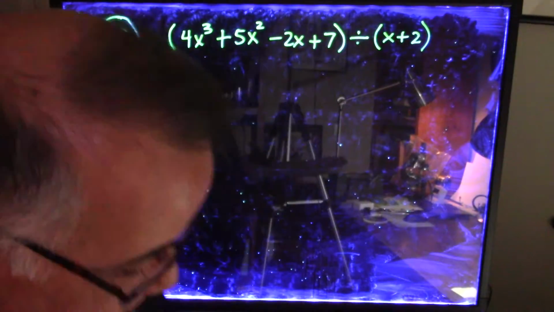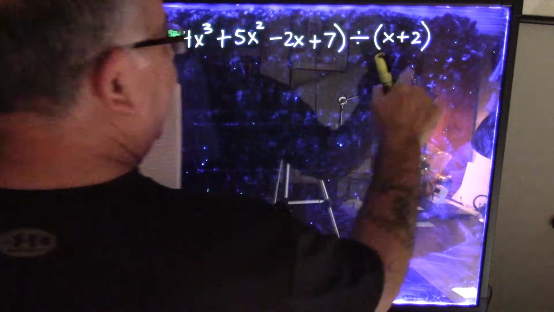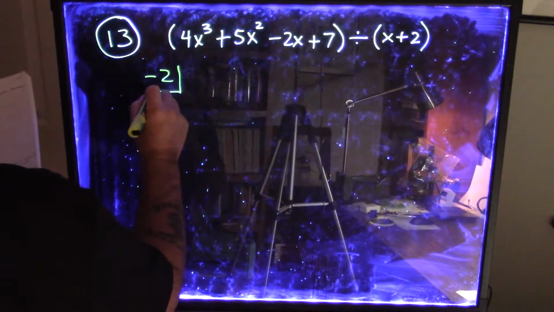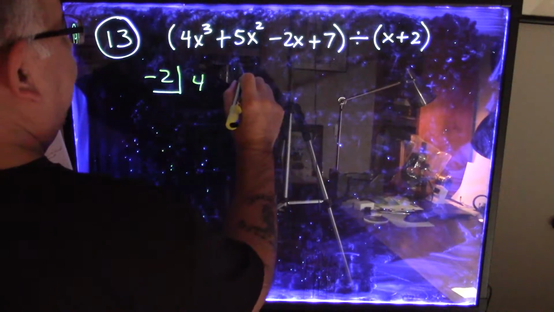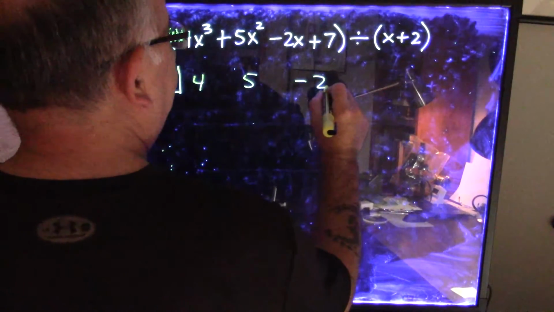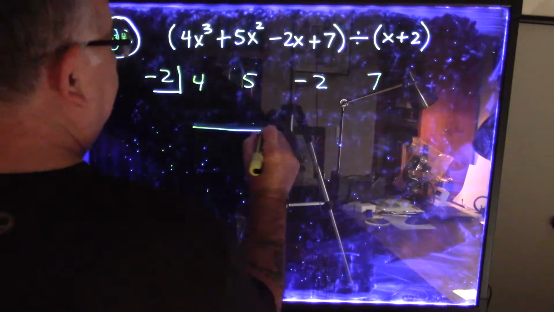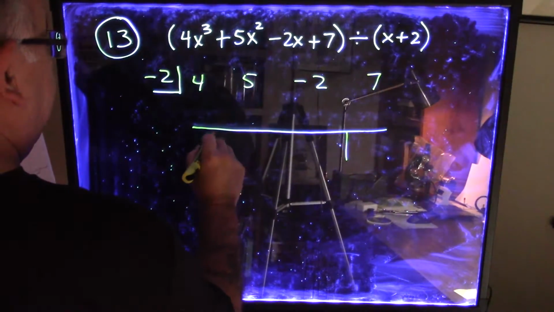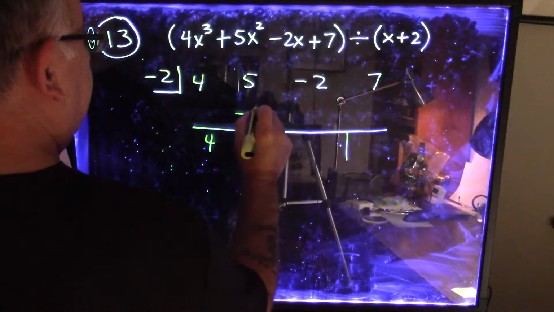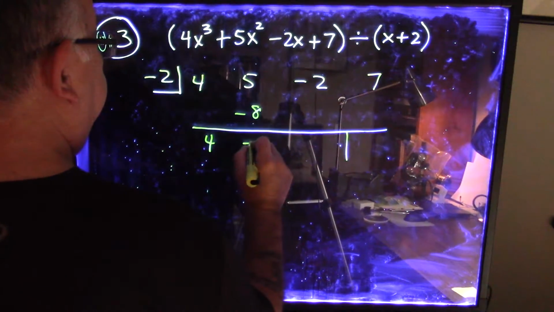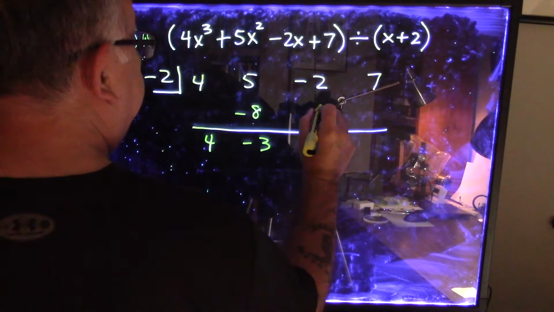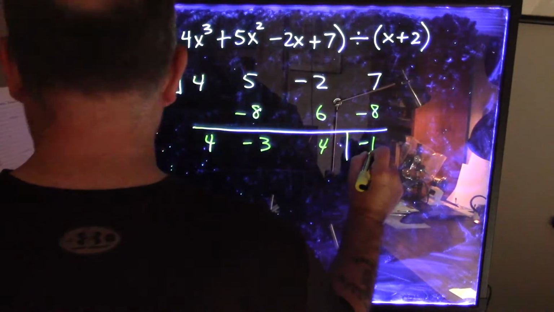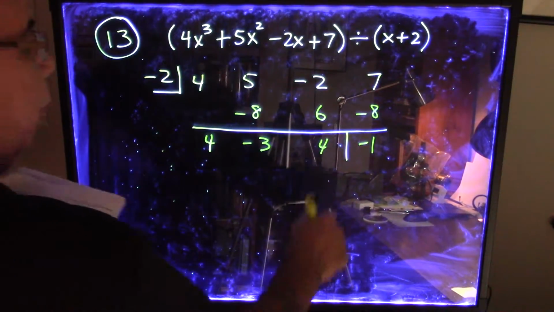Number 13. So we're dividing by x plus 2, that's x minus a negative 2, so you write negative 2 in the corner. You got 4, 5, negative 2, 7. So our remainder, negative 1.